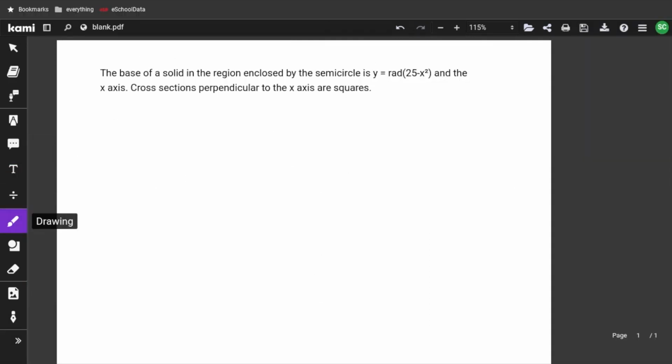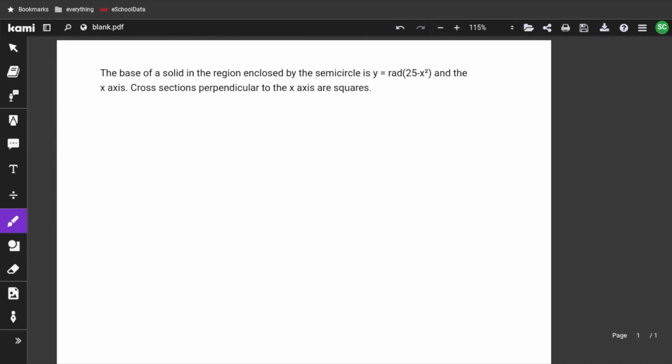So now, let's look at our first practice problem. I'll read it out loud. The base of a solid is the region enclosed by the semicircle y equals root 25 minus x squared and the x-axis. Cross sections perpendicular to the x-axis are squares.